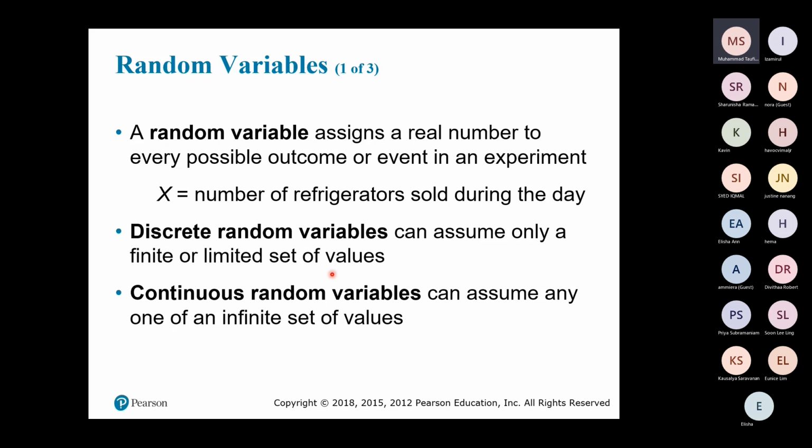So discrete kita ada limit. Okay, biasanya adalah nombor bulat. So 1, 2, 3, mungkin sampai 100 saja, mungkin sampai apa saja limit awak nak set. Okay, and then continuous maknanya nombor tu boleh jadi apa saja, titik perpuluhan, persen, boleh jadi pecahan, apa saja nombor. Okay, so itu adalah 2 jenis random variable.